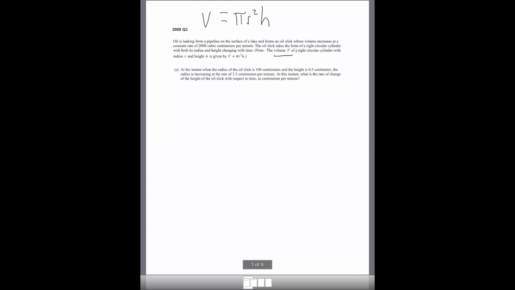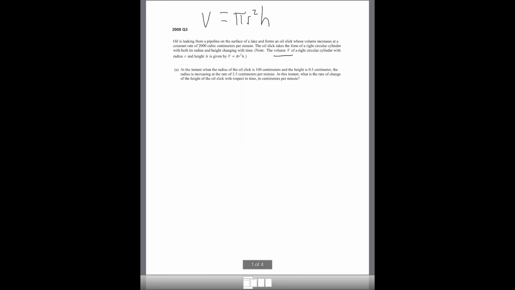So at the instant when the radius of the oil slick is 100 centimeters and the height is 0.5 centimeter, or half a centimeter, the radius is increasing at a rate of 2.5 centimeters per minute. At this instant, what is the rate of change of the height of the oil slick with respect to time in centimeters per minute? All right, so the first thing I would do is just decipher the givens that you've been given in this example.